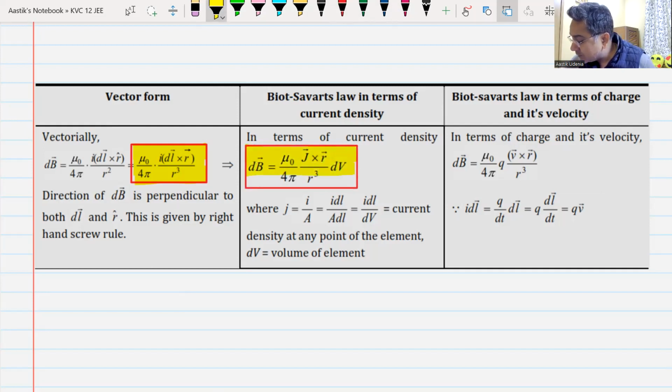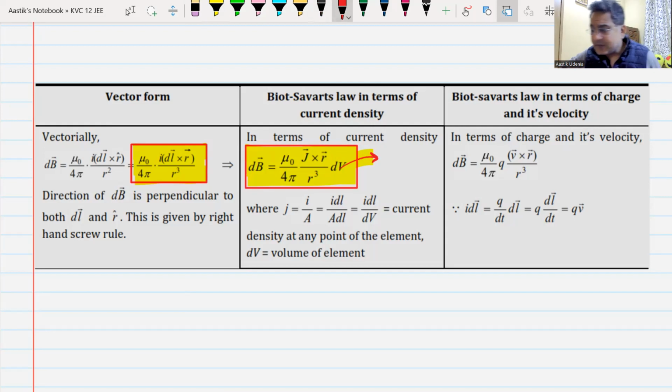So note this form: mu naught by 4 pi is remaining the same. Instead of I dl cross r by r cube, we have J cross r divided by r cube multiplied by dV. What is this dV? This dV is the small volume of which we are trying to find out the magnetic field, and how I dl becomes J into dV is explained in the explanation given below. Do we understand this? So these are the two different forms of magnetic field due to a segment of a wire. What is written on the right hand side?